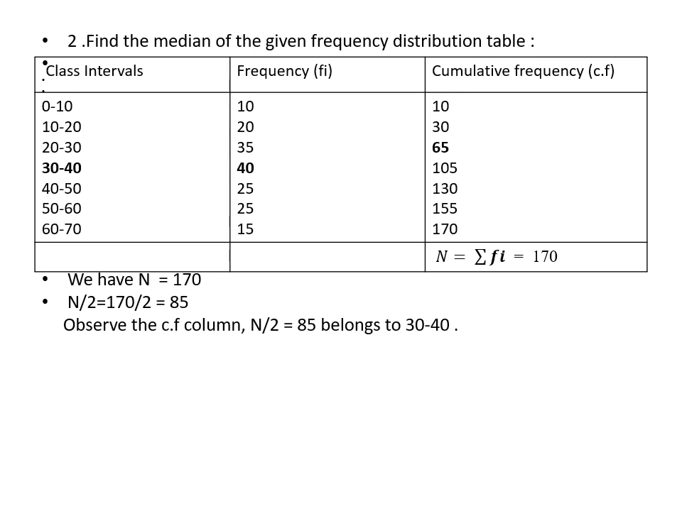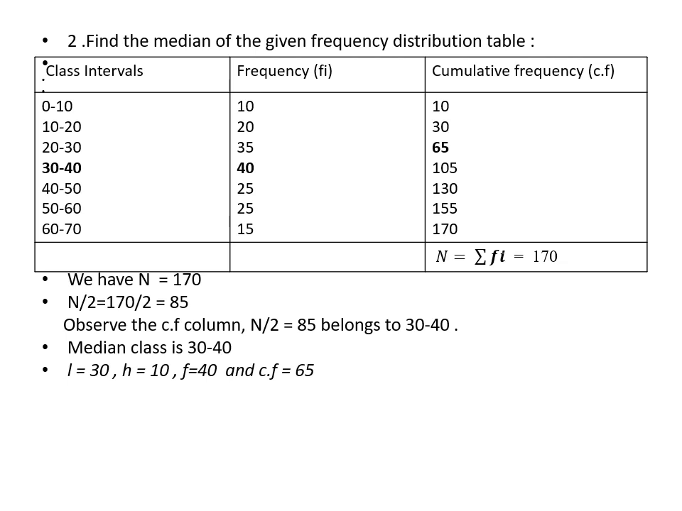N by 2, that is 85, belongs to which class? So here the cumulative frequency of the first class is 10, up to the second it is 30, up to the third it is 65. After that, 66 to 105, all belong to 30 to 40, means the 85th cumulative frequency belongs to the class 30 to 40, and therefore it is the median class.